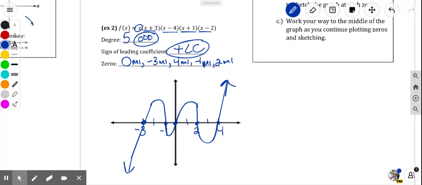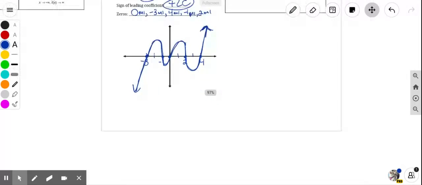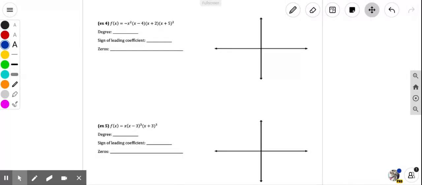So it's not the neatest sketch. I sometimes like to go over it one more time at the end just to kind of make it nice and smooth. And there we go. So there's number 2. Okay, we have a couple more. Let's say 3 more.